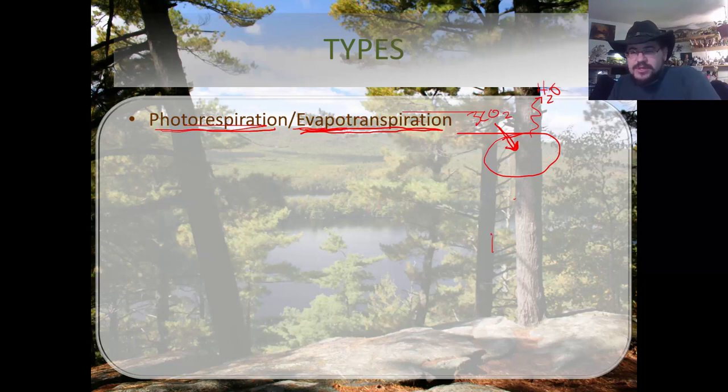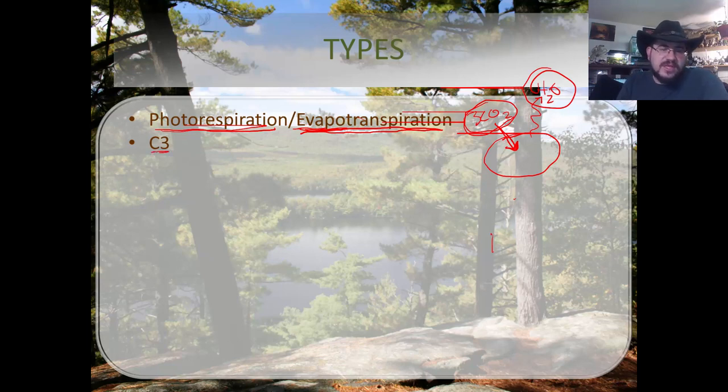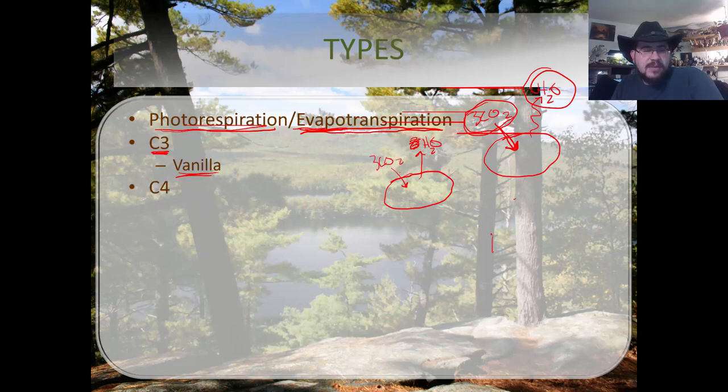Because our water is also needed in photosynthesis, we have to be able to modulate how much carbon dioxide we're taking in versus how much water we're losing. There are different methods for doing this. One is called C3. This is the vanilla type of photosynthesis we just discussed, in which there's no special method in which we modulate our water loss, right? Carbon dioxide comes in and we lose some water. Works pretty well in moderate climates.